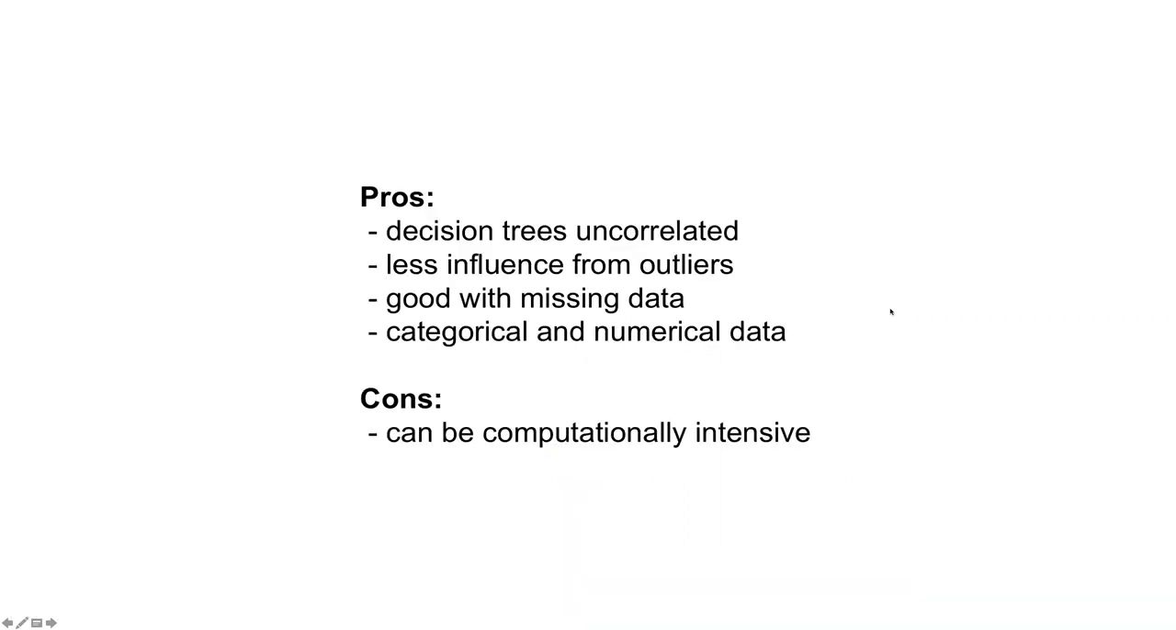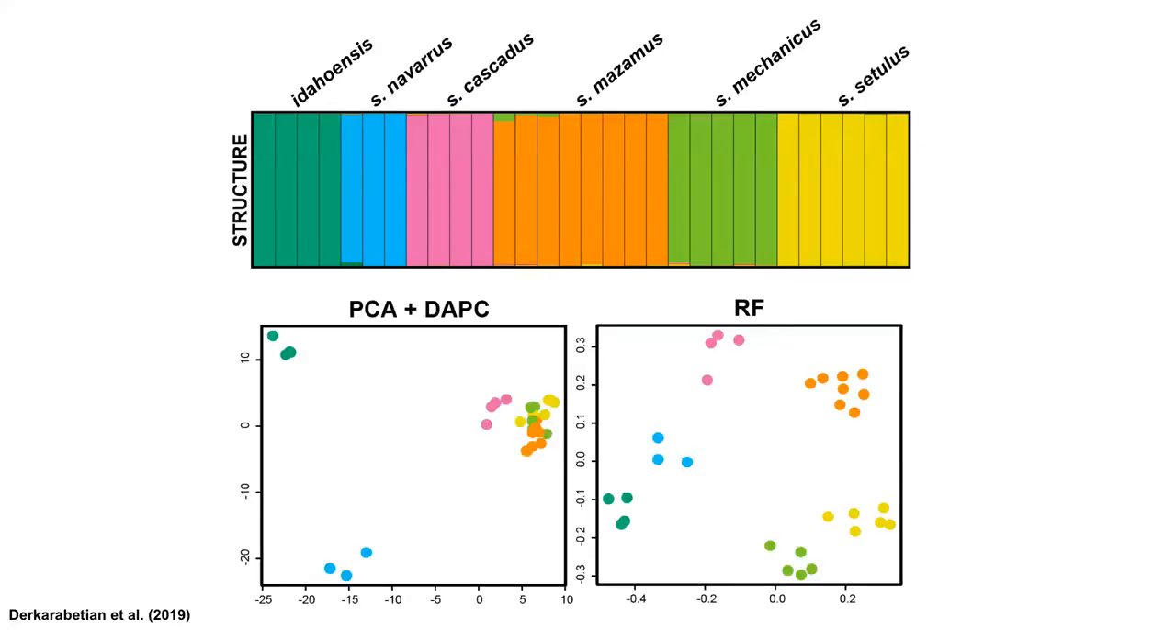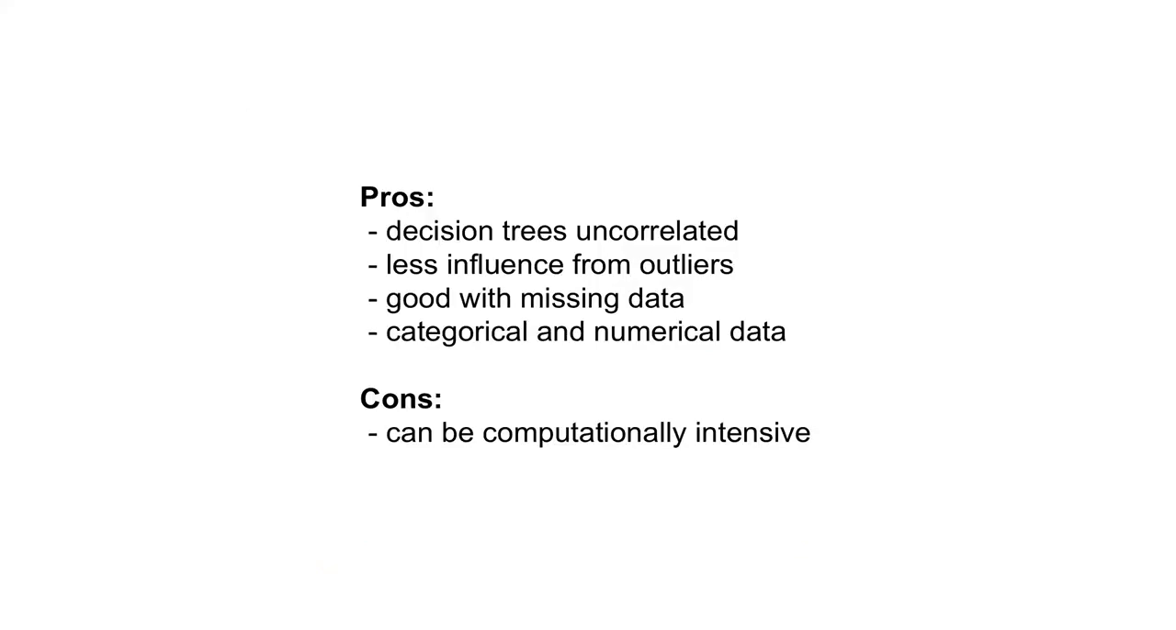There are many pros to random forest. The decision trees are uncorrelated. There's less influence from outliers. At least with unsupervised, it's pretty good with missing data. I haven't noticed any problems, and I'm working with sometimes 50% taxon coverage matrices, so a lot of missing data. And it works with categorical and numerical data. One of the cons is that it can be computationally intensive when you're working with very large data sets. The data set I'm showing here has about 300-something SNPs, so it's not a very large data set compared to some of the other more well-studied taxa. Okay, so that's random forest.